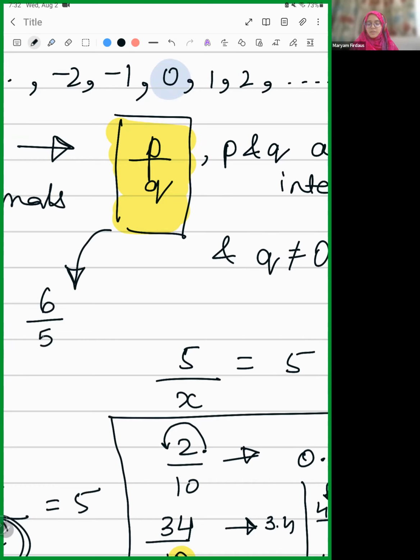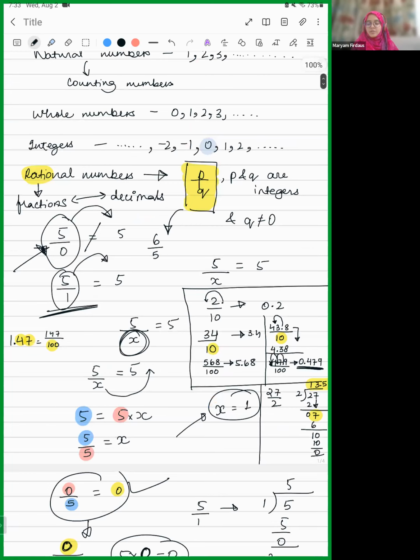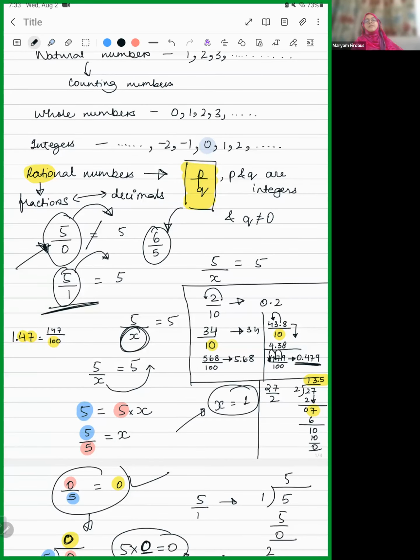Very good. So 6 by 5 is a rational number. Is it an integer? No. So 6 by 5 is a rational number which is not an integer. So if someone asks, is every rational number an integer? Your answer will be no, it's not. Why not? Because 6 by 5 or 3 by 4 or 5 by 7 are all rational numbers which are not integers. Zen, understood this part? Yes, ma'am.